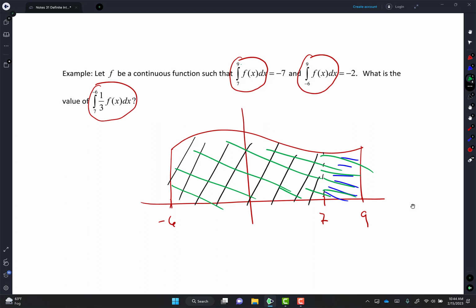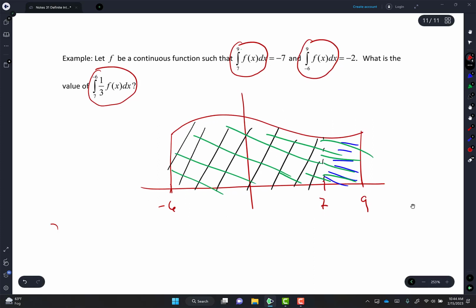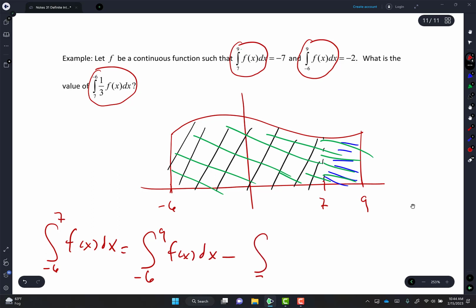So here's what I'm going to do. I know that I can get the area between negative 6 and 7 of f of x dx if I get the area from negative 6 to 9 of f of x dx, and I subtract the area from 7 to 9 of f of x dx. Does that make sense to you?